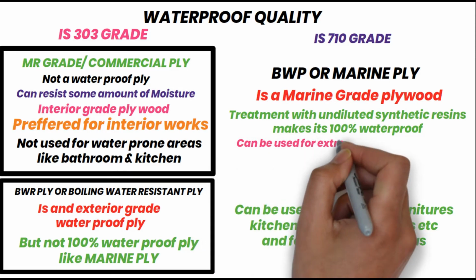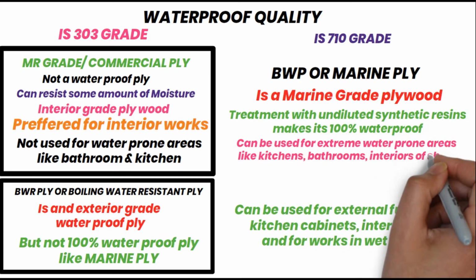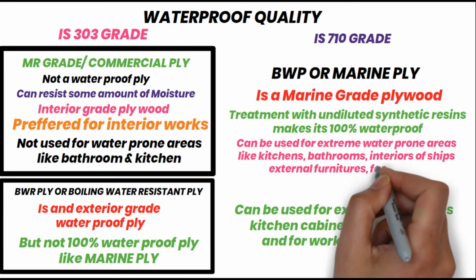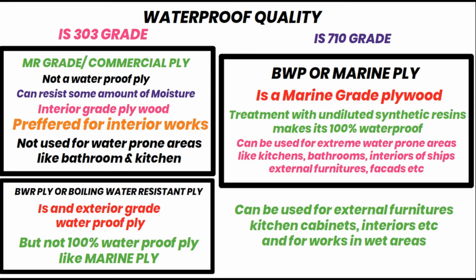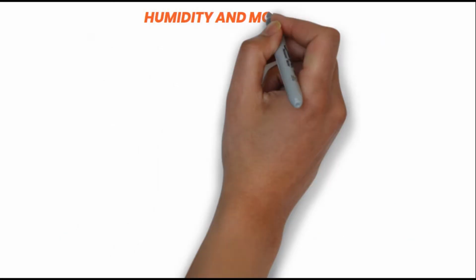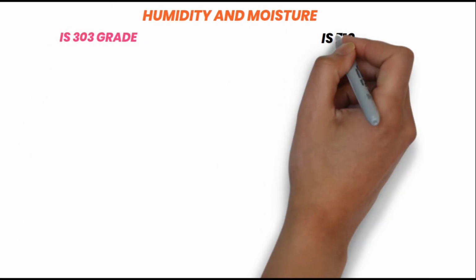They can be used for extreme water prone areas like kitchen, bathroom, interior of ships, external furniture, facades, etc. And it is 100% waterproof ply. Next parameter is humidity and moisture. That is for the first one, IS 303 grade.